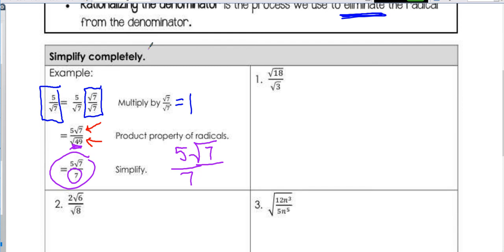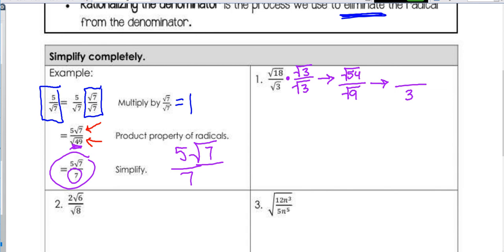So just like we did in the example, the first thing we're going to do is multiply by whatever we have in that denominator. So we're going to multiply by the square root of 3 over the square root of 3. Combining our like terms, we are going to combine 18 and 3. So 18 times 3 is the square root of 54 over the square root of 9. Right away, I know the square root of 9 is 3. So that's the first thing I simplify.